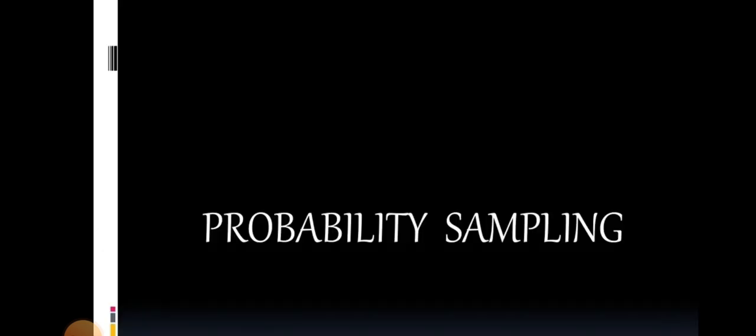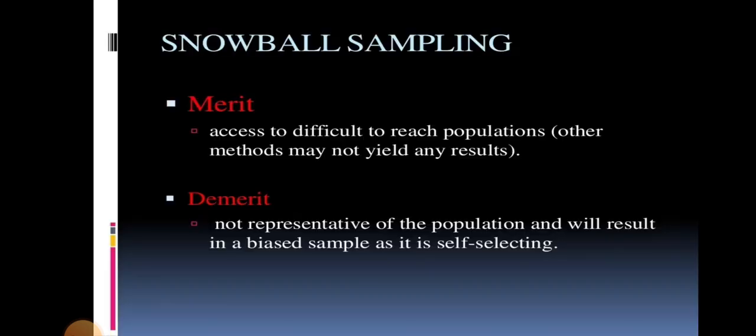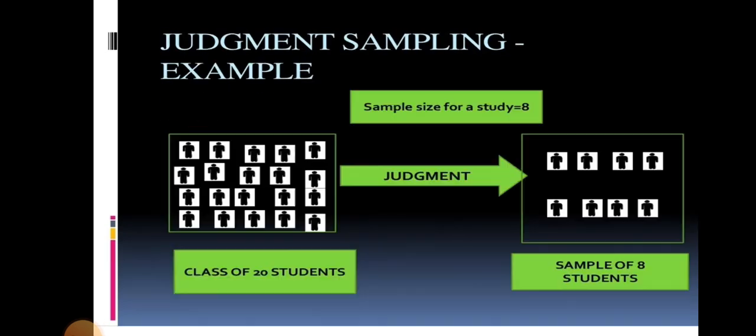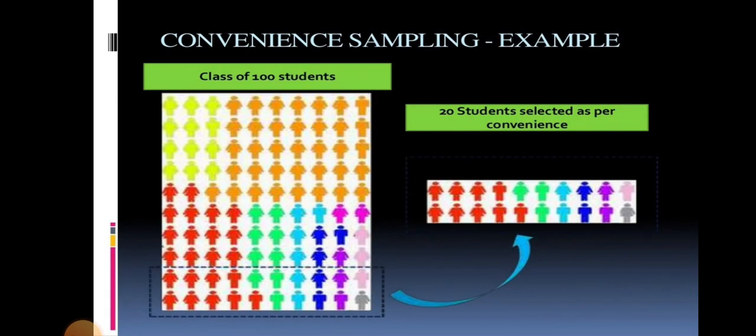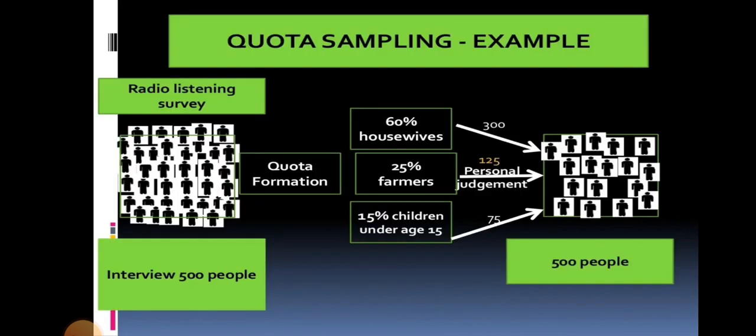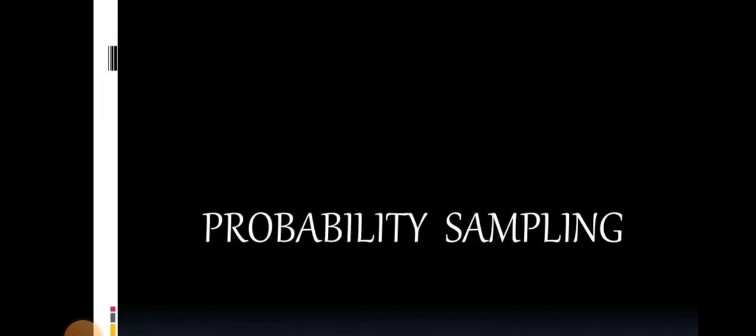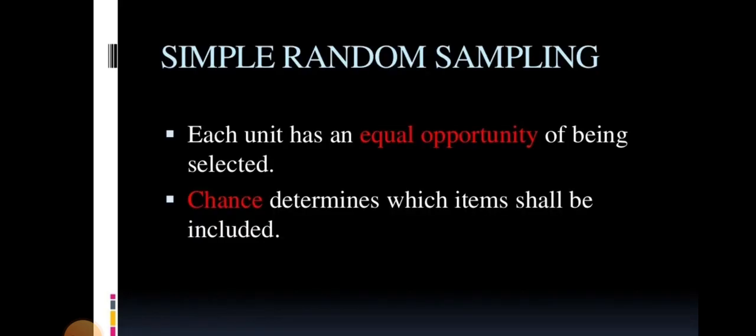Like that we have completed non-probability sampling. In non-probability sampling we have dealt with judgment sampling, convenience sampling, quota sampling and snowball sampling. So non-probability is completed. Now we are going to the next topic, that is probability sampling. From probability sampling, the first one that we are going to deal with is simple random sampling.